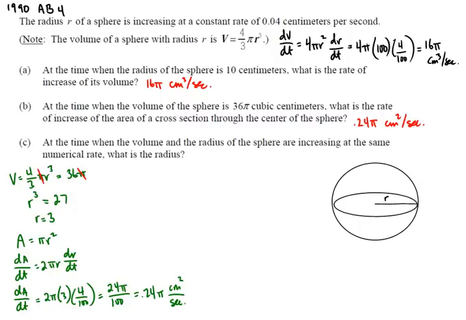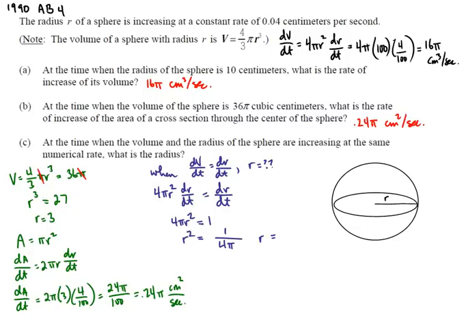C, at the time when the volume and the radius of the sphere are increasing at the same numerical rate, what is the radius? Well, what we're saying is when dV/dt and dr/dt are equal, then what will the radius be? Well, we know from above that dV/dt is 4 pi r squared dr/dt, and in order for that to equal dr/dt, then 4 pi r squared has to equal 1, and r squared is equal to 1 over 4 pi, or r is equal to 1 over the square root of 4 pi, or again 1 over 2 times the square root of pi. And that does it for this problem.